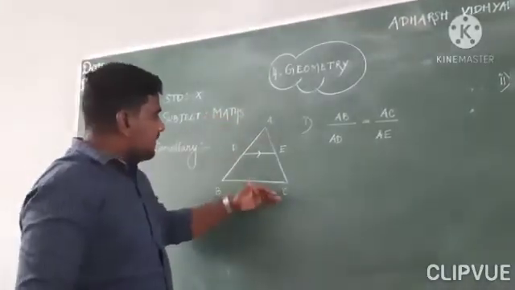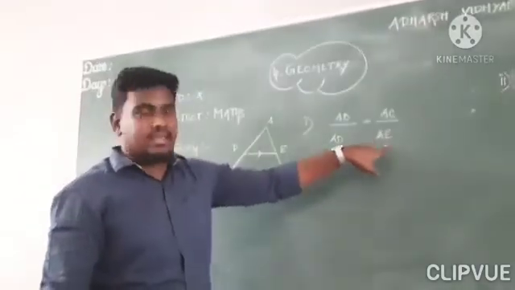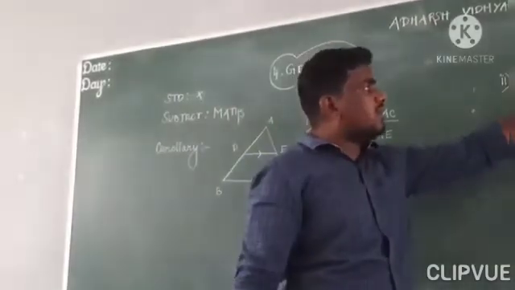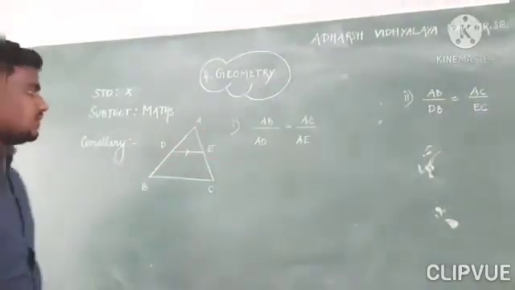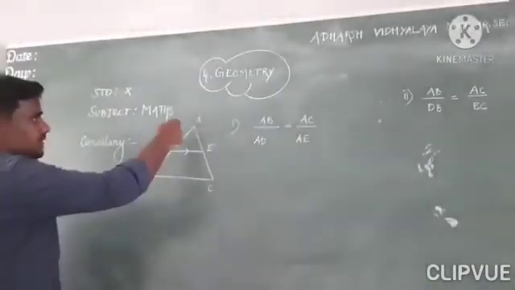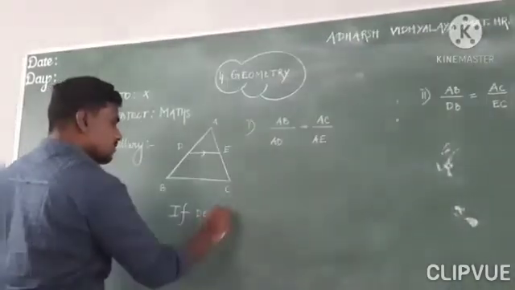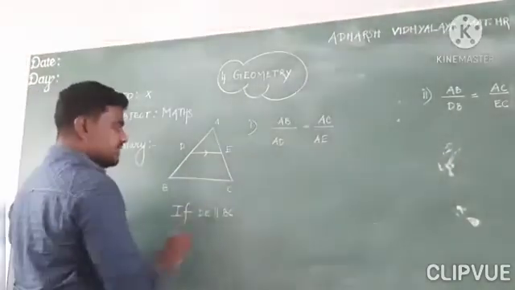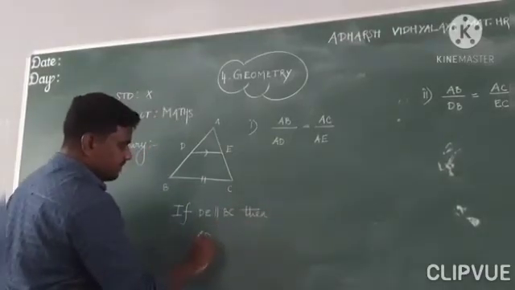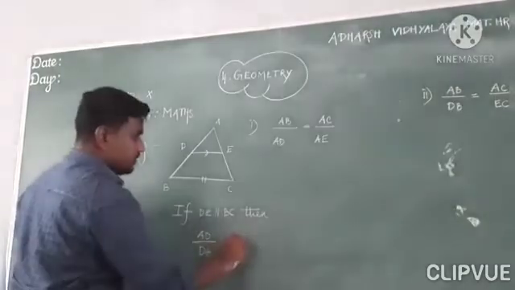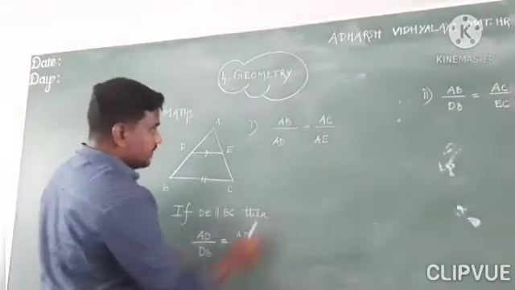Here, in triangle ABC, DE is parallel to BC. We are going to show AB by AD equal to AC by AE, as well as AB by DB equal to AC by EC. These two results are important. We are going to show this by using the basic proportionality theorem concept. So if DE is parallel to BC, then AD by DB is equal to AE by EC. So, first proof.